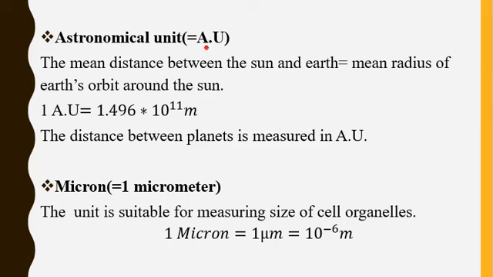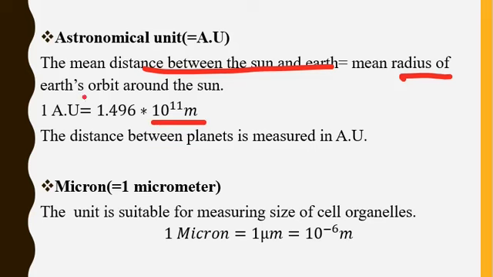Another unit is the astronomical unit, and this is also a very important unit. This unit is defined as the mean distance between the sun and earth, or the mean radius of the earth's orbit around the sun. The distance between the sun and earth is measured in astronomical units, and it is in the order of 10 to the power 11 meter.